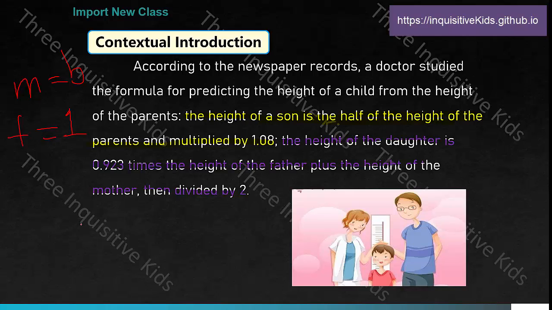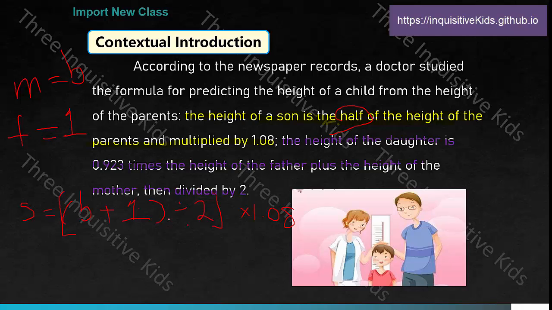So the height of the son is going to be equal to half of the height of the parents and multiplied by 1.08. So that would be b plus 1 because it's going to be half both of those divided by 2 and then multiplied by 1.08. And then we have to simplify this. And this is all we have. This is all we need.